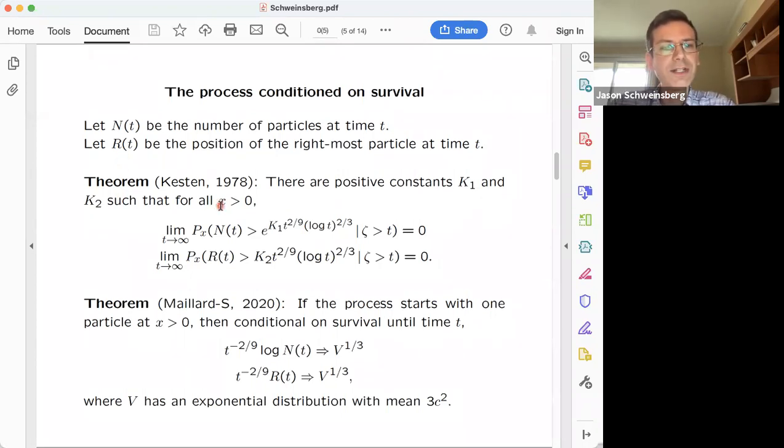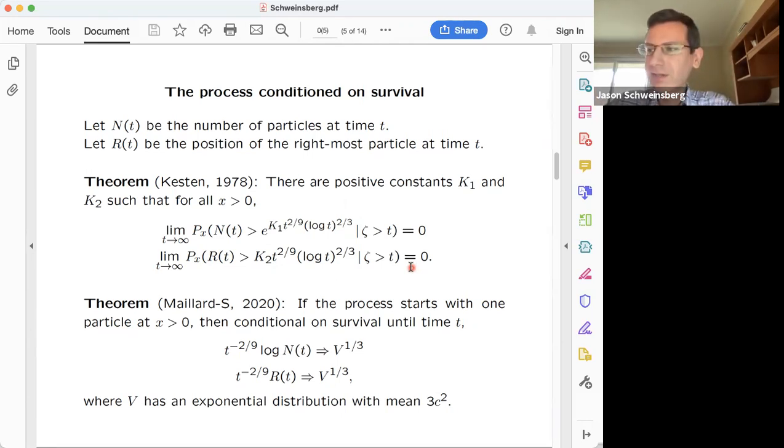Then Kesten showed that if we start with one particle at x, and we condition on the survival of the process until time t, then the probability that the number of particles at time t exceeds e to the k1 times t to the 2/9 times log t to the 2/3 tends to 0 as t goes to infinity. And likewise, it's asymptotically unlikely that there's any particle located at a distance more than a constant times t to the 2/9 times log t to the 2/3 away from the origin.